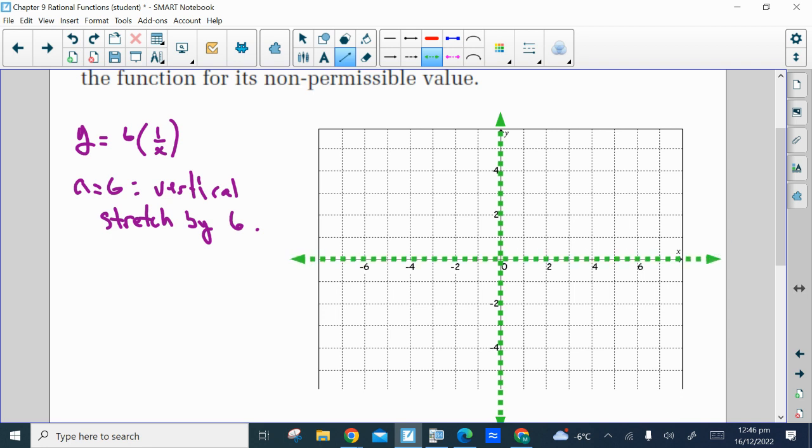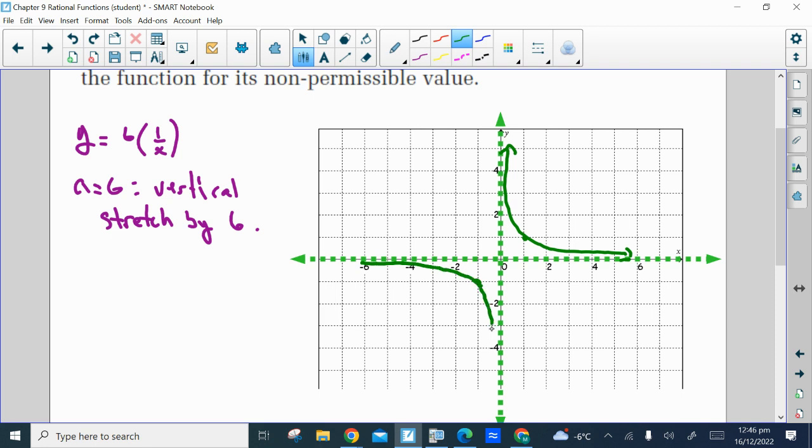And let's start with our base graph. And we had a series of points that we graphed, but the one thing that we saw is that the graph went through the point 1, 1 and negative 1, negative 1. That's what the graph of our base function went through. It went through other points as well, but we're going to use these points as our key points. The rest of the graph is just approaching asymptotes.